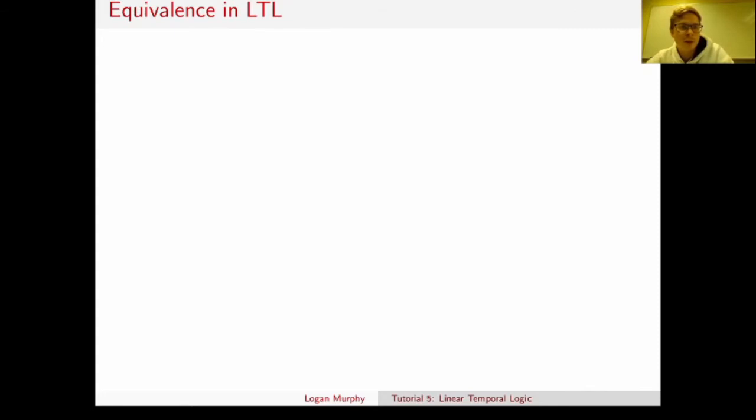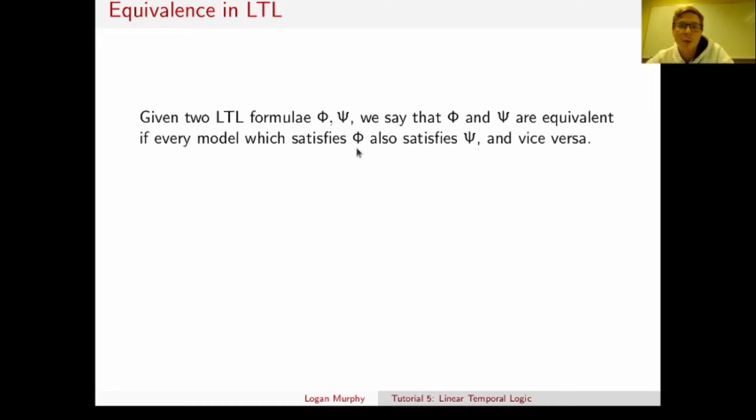We're working through some equivalence proofs in LTL. We define the equivalence of two formulas as follows. We say that phi and psi are equivalent if every model which satisfies phi also satisfies psi, and vice versa. We denote this relation using the triple equal sign. And we define it in a set theoretic way by saying the set of infinite words satisfying phi is equal to the set of words satisfying psi.